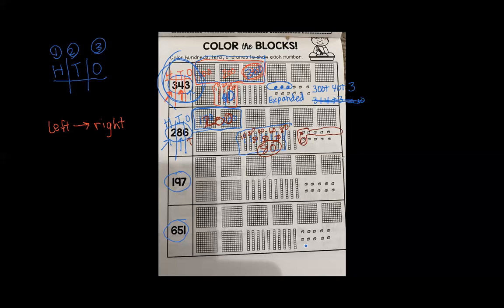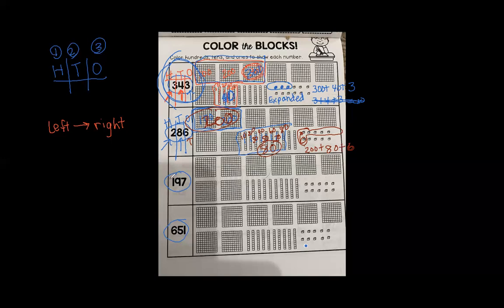So to write that in expanded form, remember you're writing the value of the hundreds place, which is 200, plus the value of the tens place, which is 80, not 8, but 80, and the value of the ones place, which is 6.